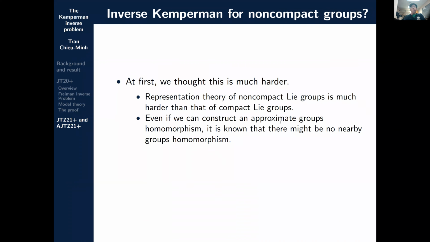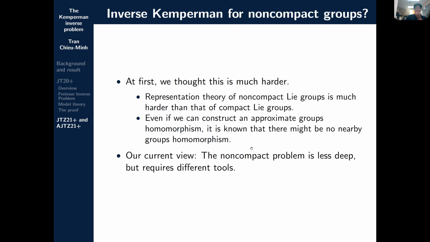So let me just briefly mention what we do for the case that is non-compact. And at first we thought that this is much harder, right? Because we thought that representation theory for non-compact groups is just terrible, right? And another problem we ran into is that even if we can construct an approximate group morphism into R or whatever, it is known that there might be no nearby group morphism, right? And as a consequence, we need to develop completely different kinds of tools. But the current view is the non-compact problem is less difficult, but it requires different tools.